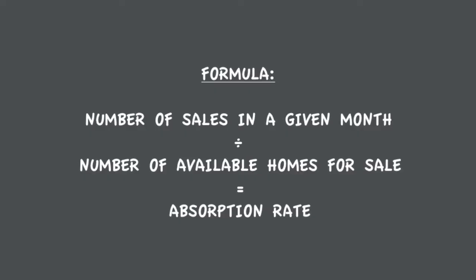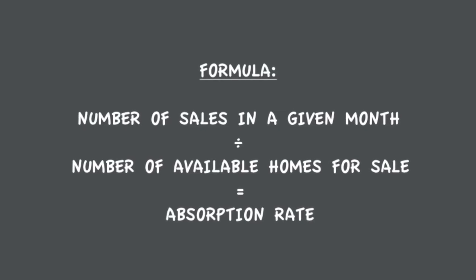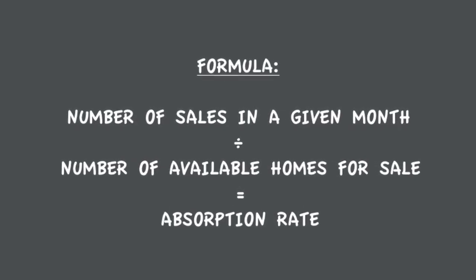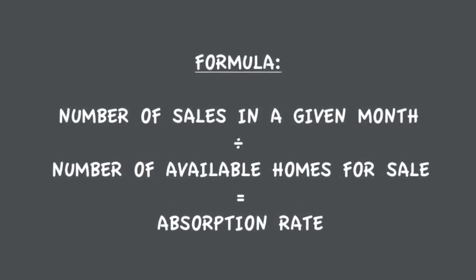Let's talk about absorption rates. Market absorption represents the demand for a certain type of real estate relative to supply. Absorption rate is calculated by dividing the number of sales in, say, a given month by the number of available homes for sale in that same month.